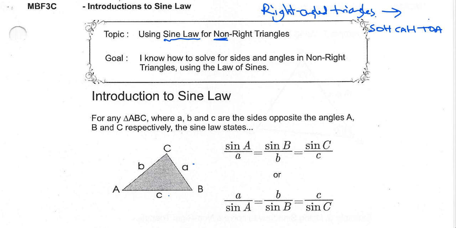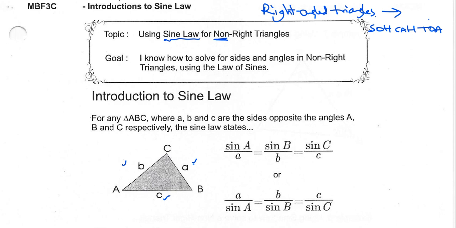If you look at this triangle, it's got angles A, B, and C. Across from each angle, you'll see a small letter. Across from angle A is little a, across from angle B is little b, and across from angle C is little c. Those are the side lengths, the length of the side across from that angle.